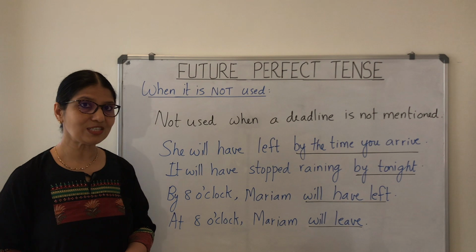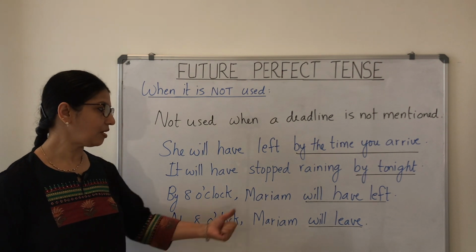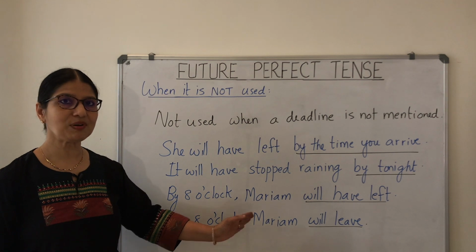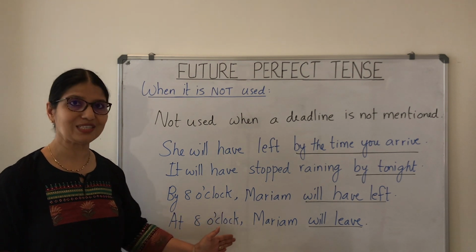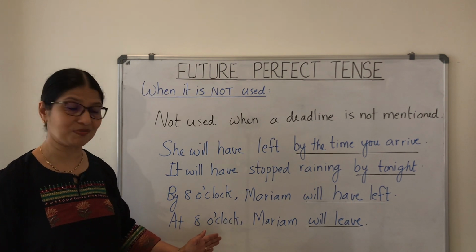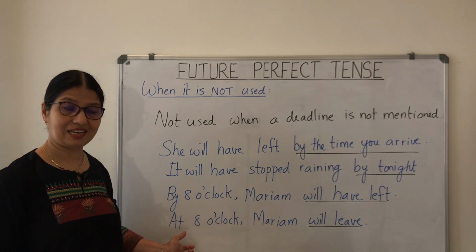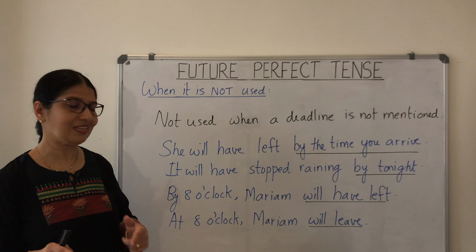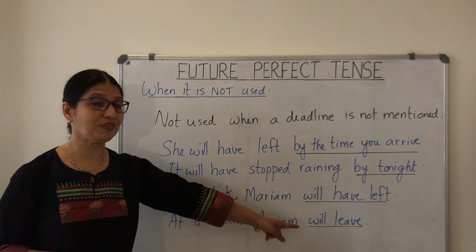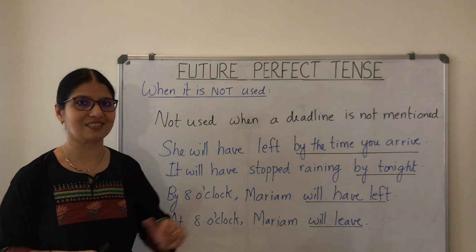But in the last sentence you have, at 8 o'clock, Mariam will leave. So here it just means that she will wait till it is 8 to leave. So here we don't have any kind of deadline because we use the preposition at and it doesn't point to any deadline. So we cannot use the future perfect tense here. Instead, we have used the future simple tense here.